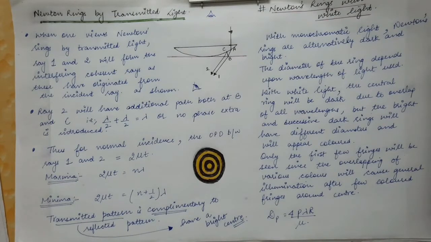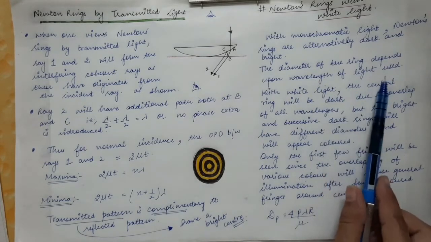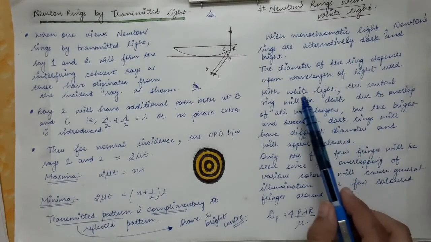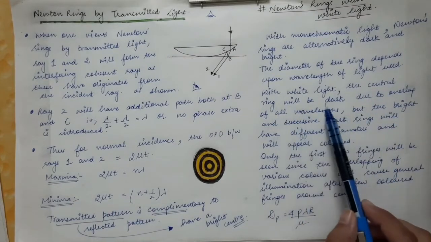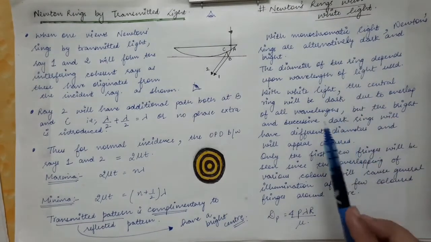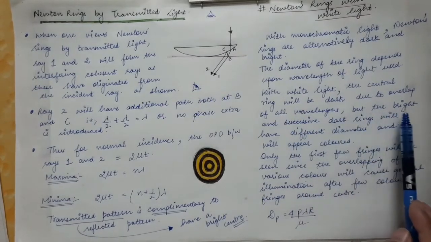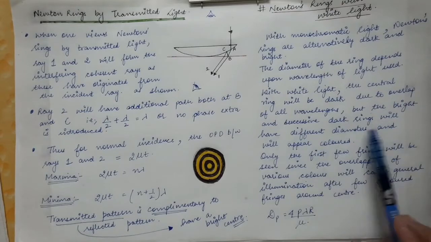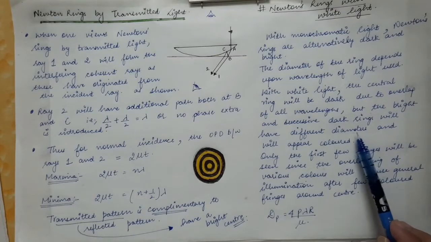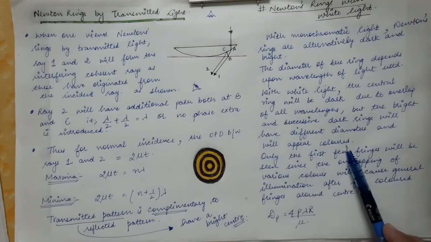So the diameter corresponding to red light will not be the same as that of the violet light, because the diameter depends upon the wavelength of the light used. And in case of white light we have 7 components, all with different wavelengths. So with white light, the central fringe will remain dark. The central fringe which is obtained in case of the reflected light is always dark. So in case of white light also, the central fringe will remain dark, but the bright and the successive dark rings will have different diameters, because the diameter depends upon the wavelength, and they will appear colored.